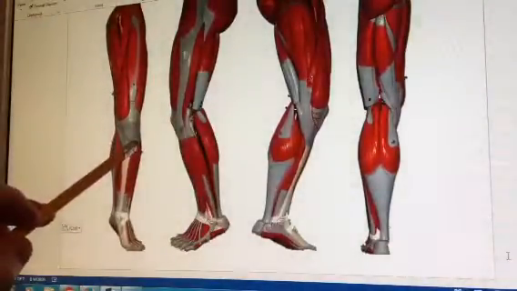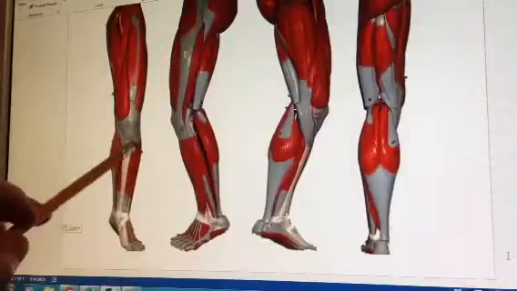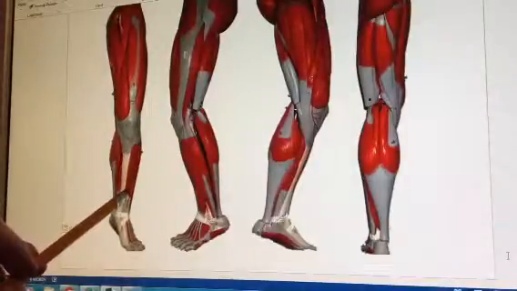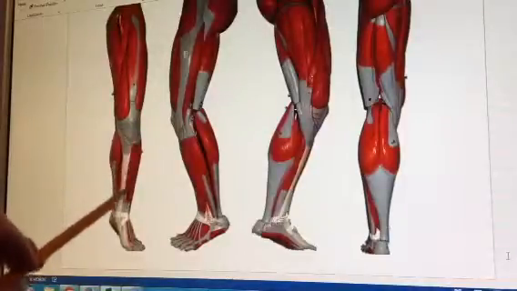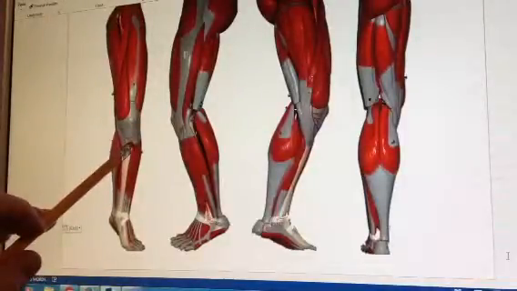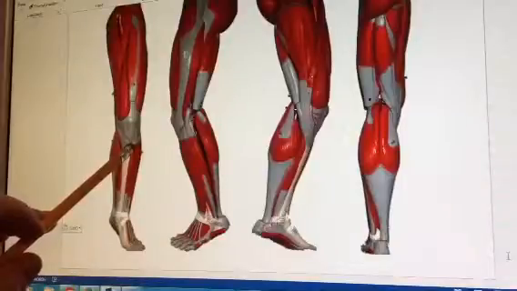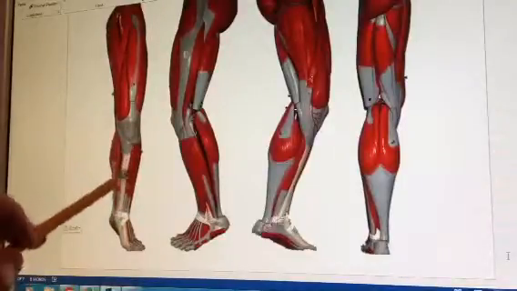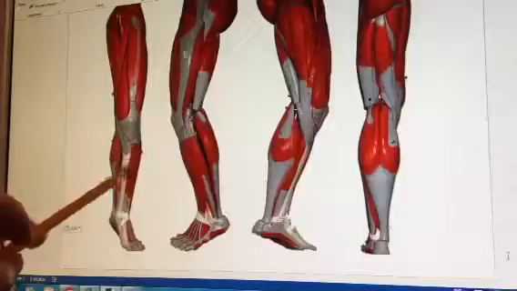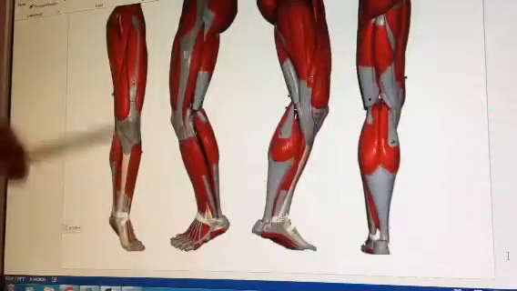On the front side of the leg, we have the tibialis anterior. The tibialis anterior allows you to bring your toe to your nose as in dorsiflexion. We call that motion where you're bringing your toes upward, as when you're walking on your heels, dorsiflexion. So that's the tibialis anterior.